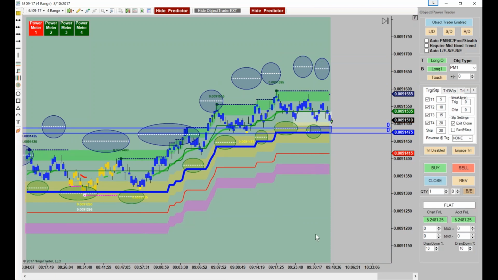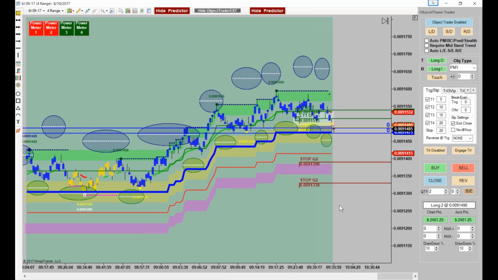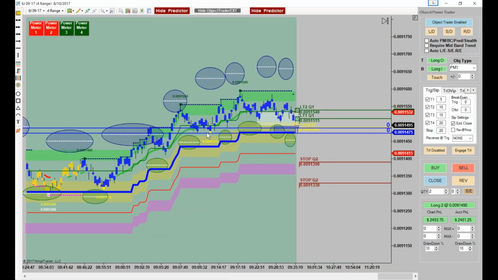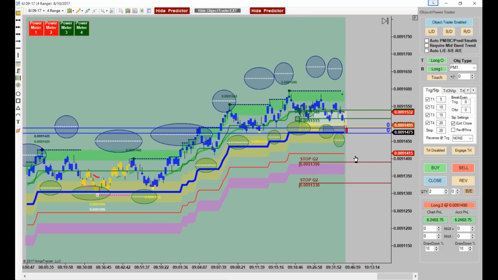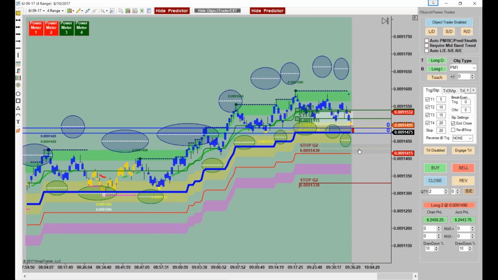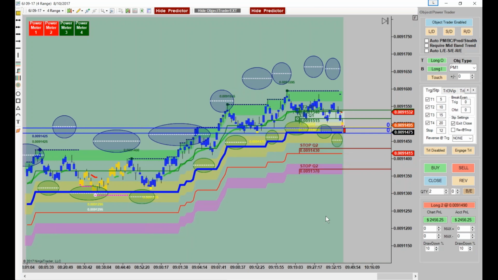Okay, now when you're up like this, it's not a big deal on one contract. There's our trade, by the way. I'd do 2. See it right there? I'd put a stop just under predictor, like so. And let's just see if this trade works out.